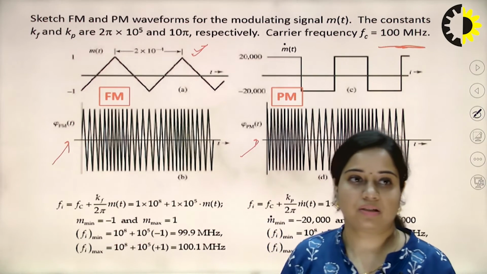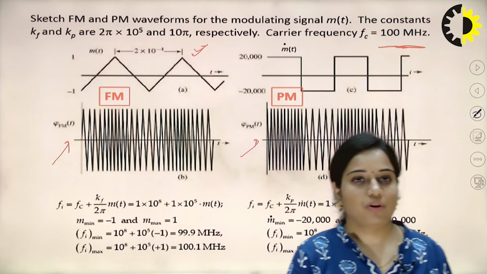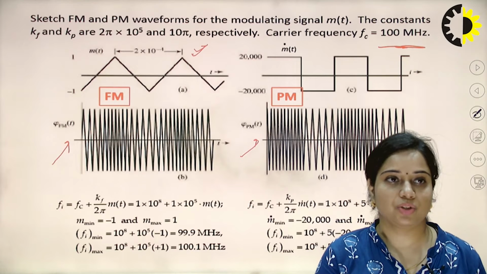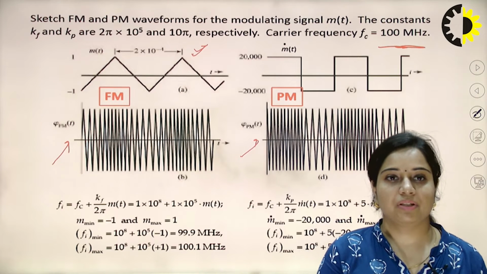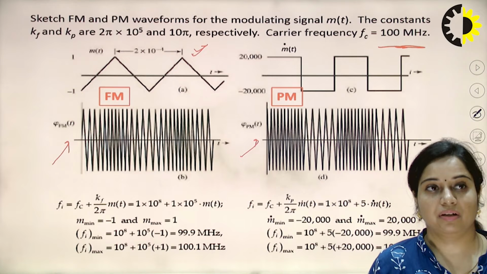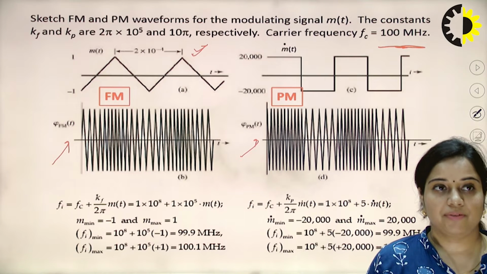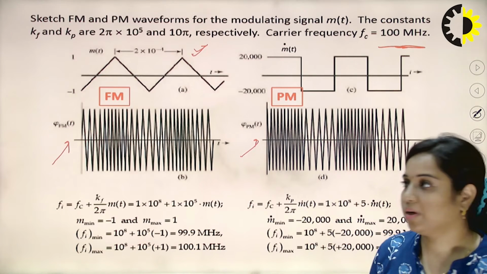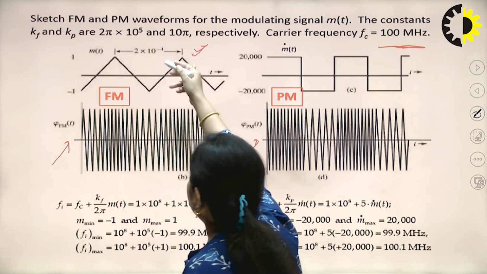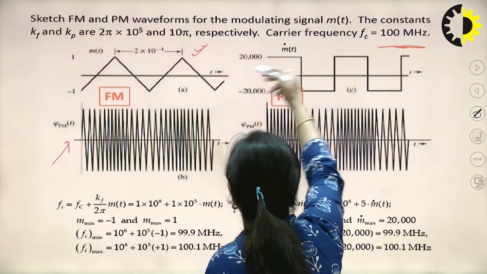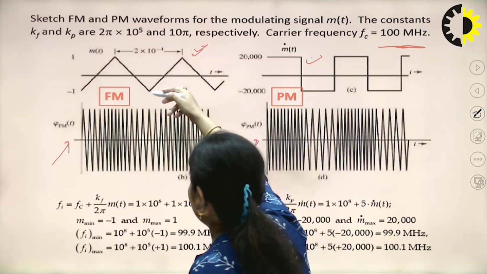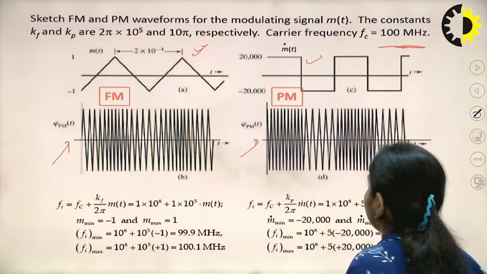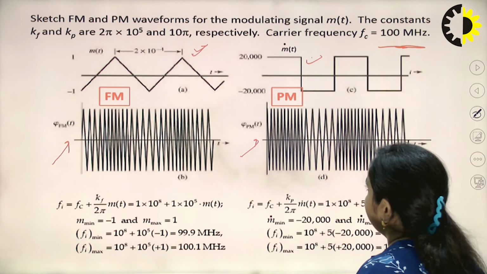If you remember from the standard equations for FM and PM, integration is used in the FM equation, and if you differentiate the FM signal, you get the PM signal. So what is written here is m(t), and we have to differentiate this particular waveform. The differentiation of a sawtooth waveform or ramp function is the unit step signal. So this is somewhat like a unit step.